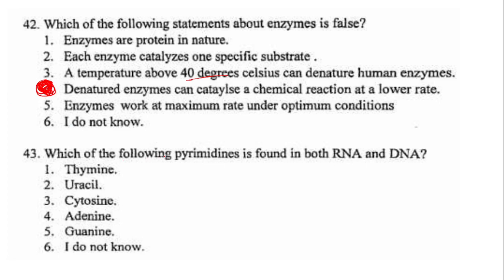Which of the following pyrimidines is found in both RNA and DNA? So here the answer is just cytosine. So cytosine is the one which is a pyrimidine.